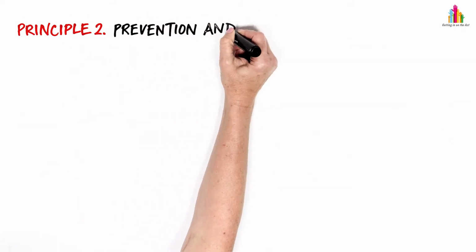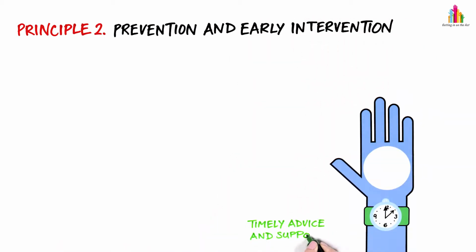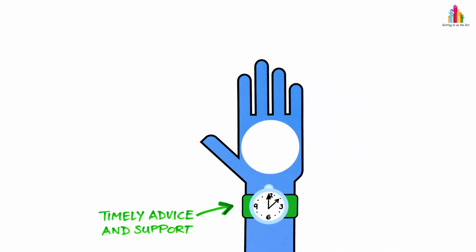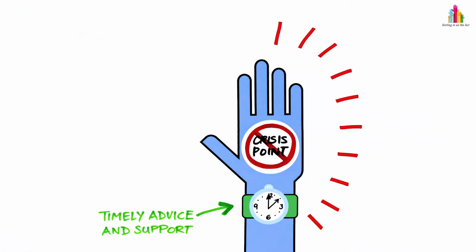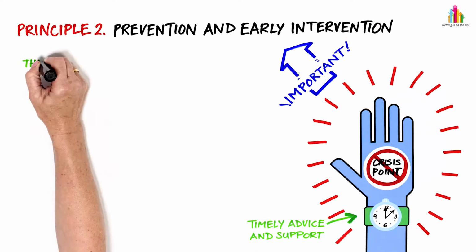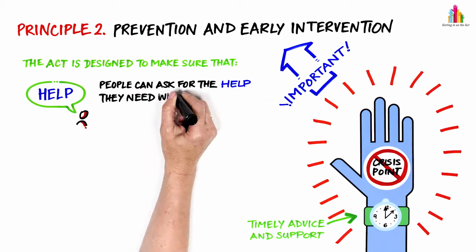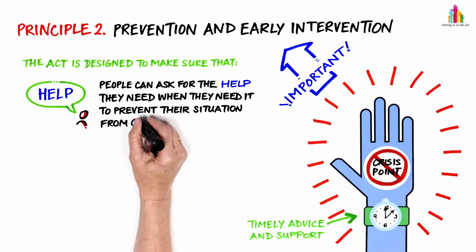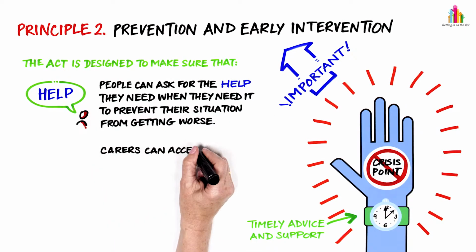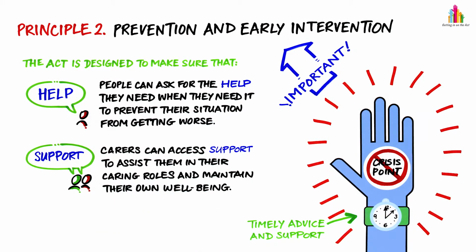Principle 2. Prevention and early intervention. It is important that timely advice and support is provided to individuals to prevent things reaching a crisis point for them. Prevention and early intervention can make a huge difference to people's lives, as it can reduce or delay the need for longer-term care or support. The Act is designed to make sure that people can ask for the help they need when they need it to prevent their situation getting worse. Carers can access support to assist them in their caring roles and maintain their own well-being.